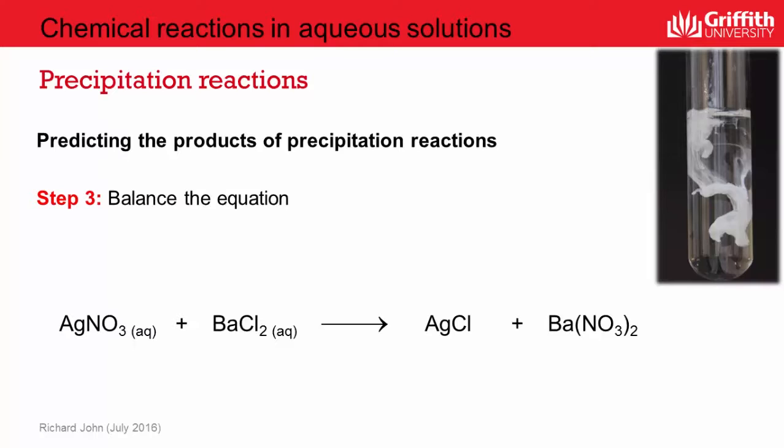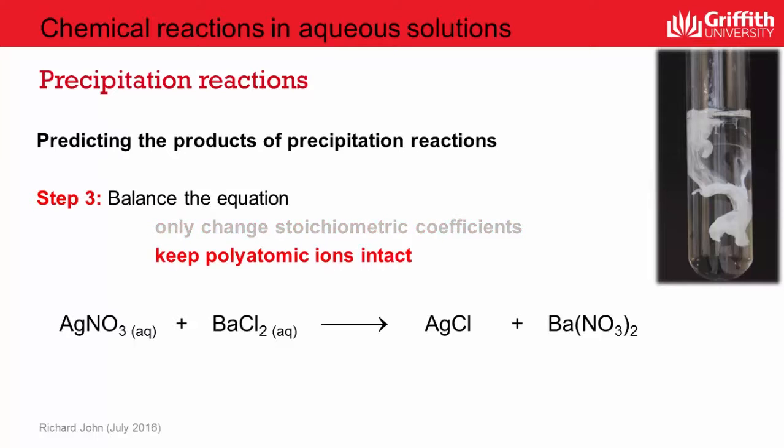The only thing that we can do to balance this chemical equation is to put the stoichiometric coefficients out the front. So make sure you only change the stoichiometric coefficients. The other thing about balancing equations involving polyatomic ions is to keep the polyatomic ions intact and don't try and balance the individual atoms separately.